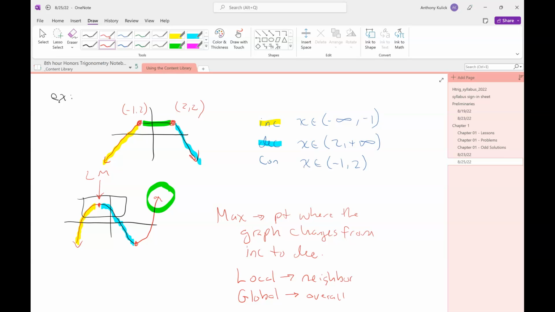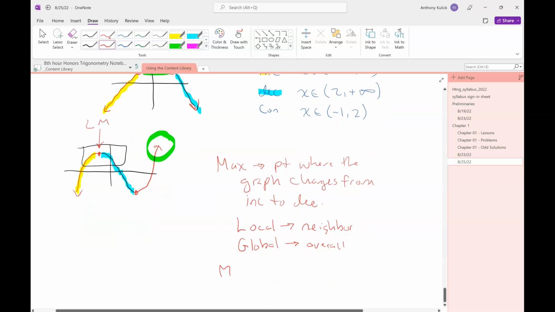What do you think a minimum is? Yes, exactly. Where it changes from decreasing to increasing.